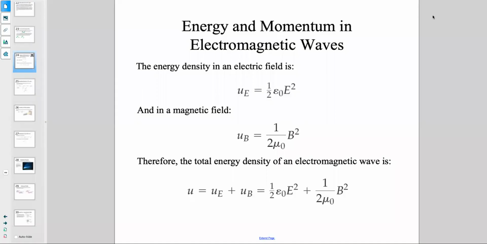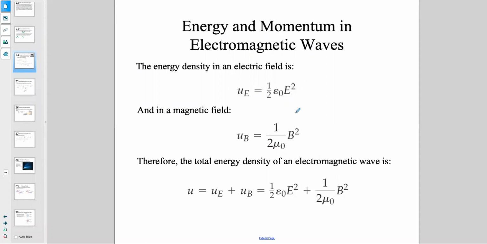Chapter 25, part 2, energy and momentum in electromagnetic waves. So the energy density in the electric field is half epsilon 0 E squared. This is the permittivity of free space. So you are looking at half the value of that times E, which is the value for the electric field, to the power of 2.